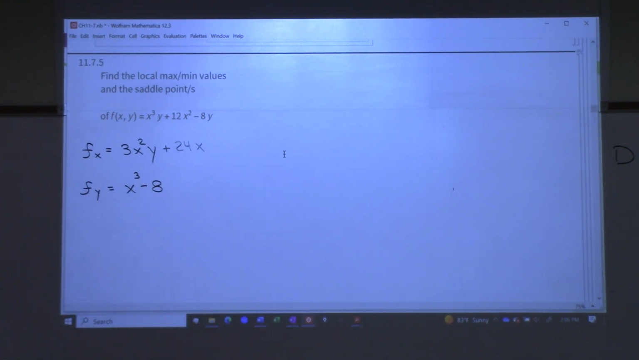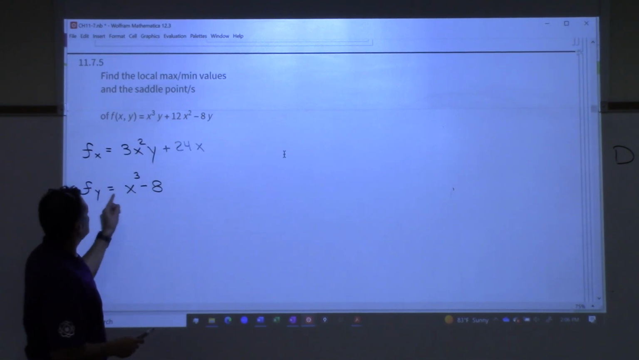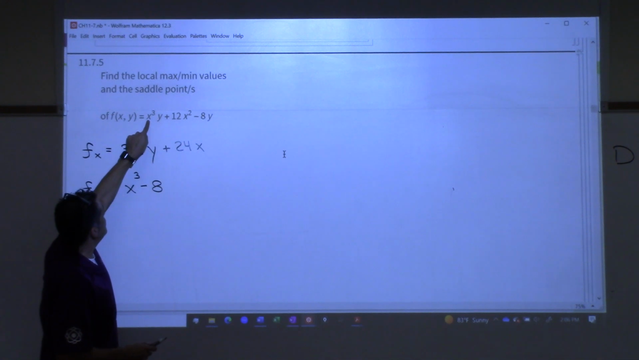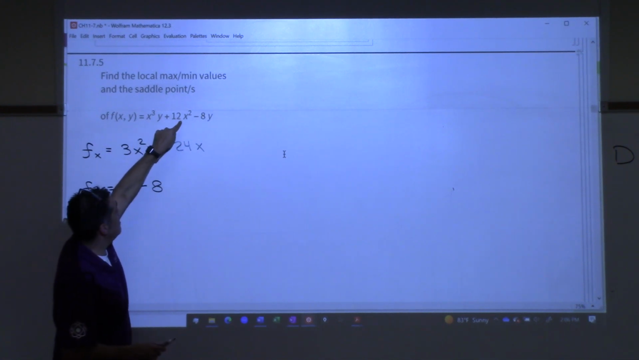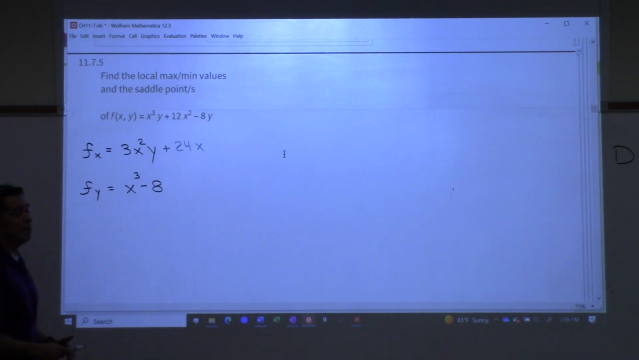We good? We're doing this with respect to y, right? So x cubed is like a constant, derivative of y is 1. That's all a big constant, derivative of that is 0, and then derivative of that is negative 8, with respect to y. All right, do y'all want to do the second partials now?